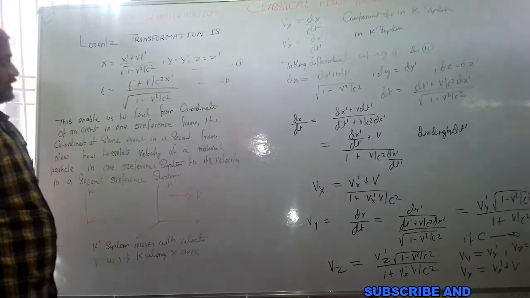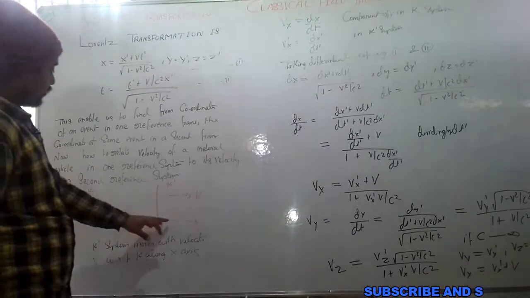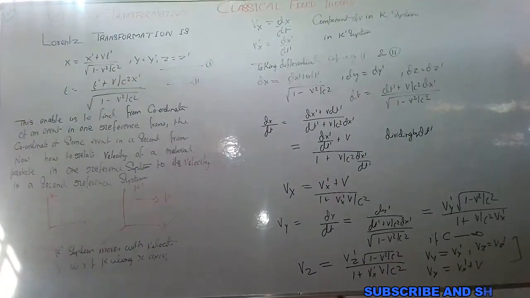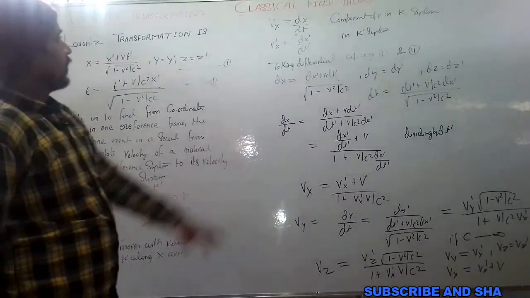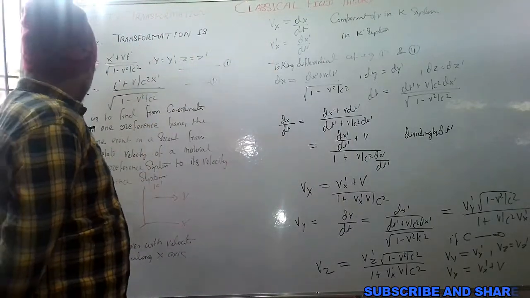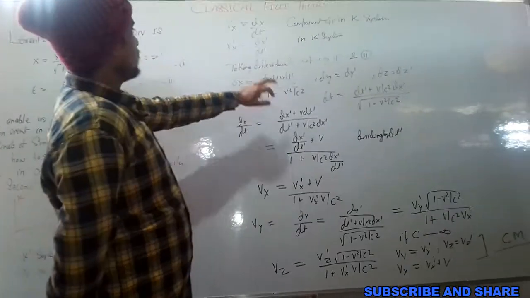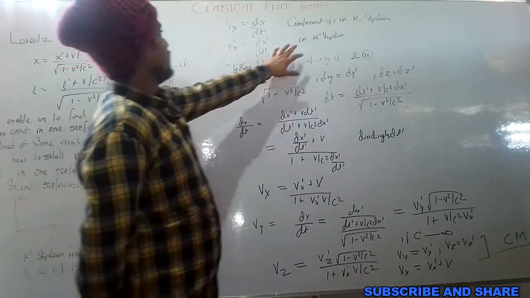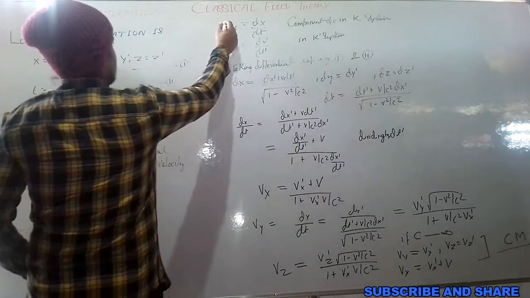Now we have to find the components of the velocity of a material particle which is moving with certain velocity in this reference frame K dash. First of all, this whole movement is taking place along the x-axis. So here is Vx. Vx is the component of velocity in the K system, dx by dt, and Vx dash, dx dash by dt dash, in the K dash system. We have to remember these two.